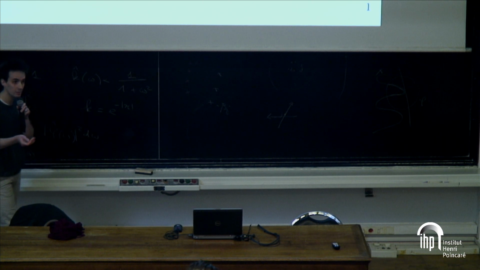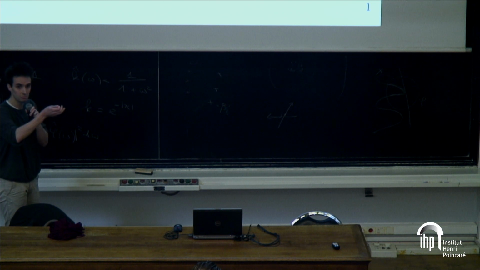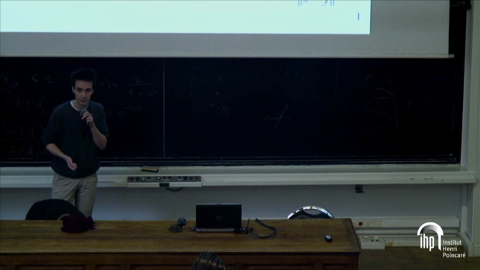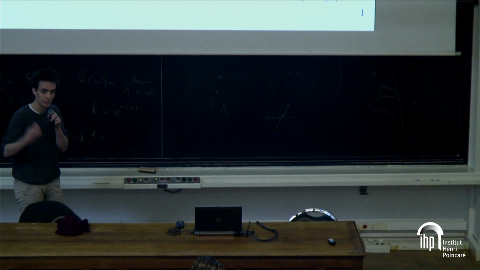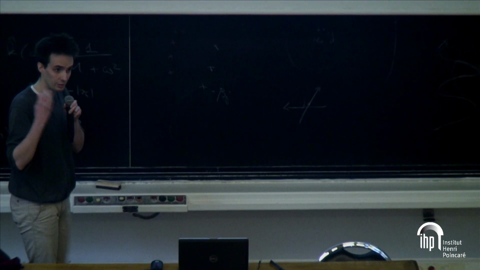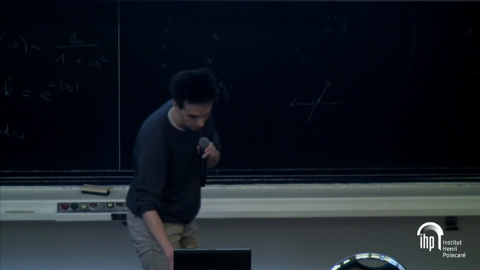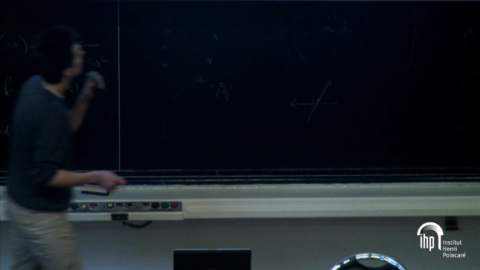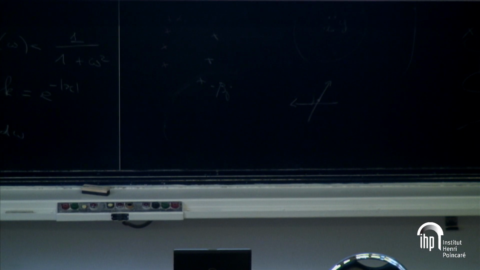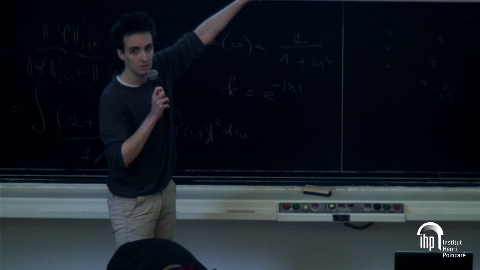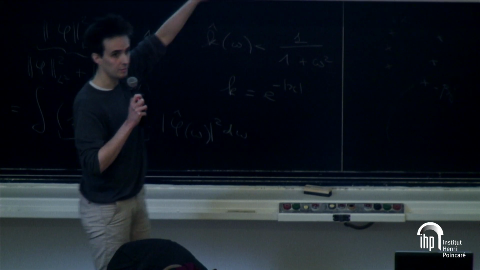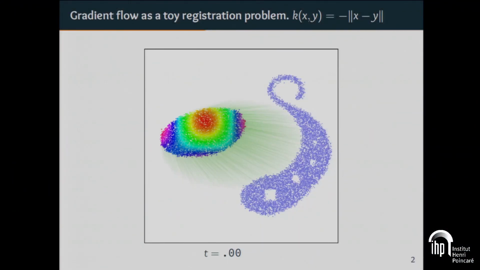Well, because the gradient of this energy, which is what you actually use when you do registration, is nothing but an electrostatic force that you can interpret. So let's pick a typical example. Here, I have my source distribution that I try to register on this target distribution. Both of them are sampled with 10,000 points.